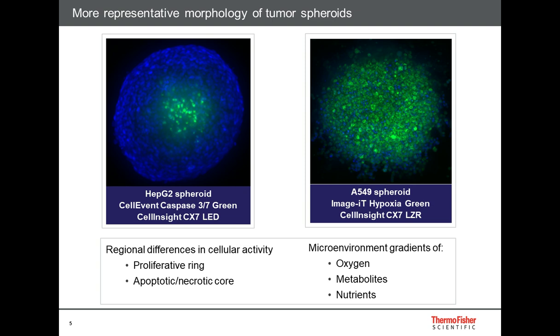On the right, we also illustrate with our Image-iT Hypoxia Green reagent that the core of these three-dimensional structures is present in a reduced oxygen tension. And so, as we'd expect, there's a gradient of not only oxygen, but also metabolites and nutrients across this three-dimensional structure. So this has implications for not only how we label our cells, but also what biology is occurring in cells depending on where they exist throughout the structure.